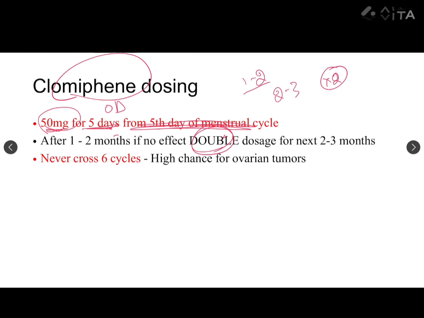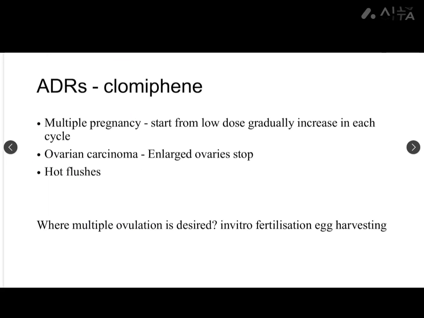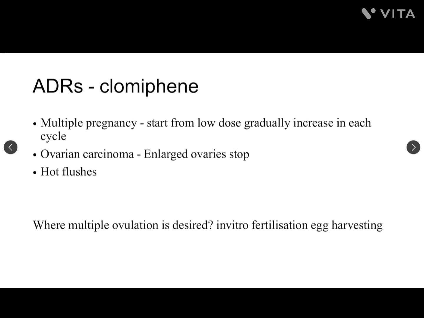The one thing to remember here is that clomiphene administration should never cross more than 6 cycles. Why do you think so? Because of its high chance of causing ovarian tumors. As we can see, it causes multiple ovulation. This causes a lot of damage to the ovarian epithelium, so a lot of divisions occur there. It might lead to tumorigenesis.